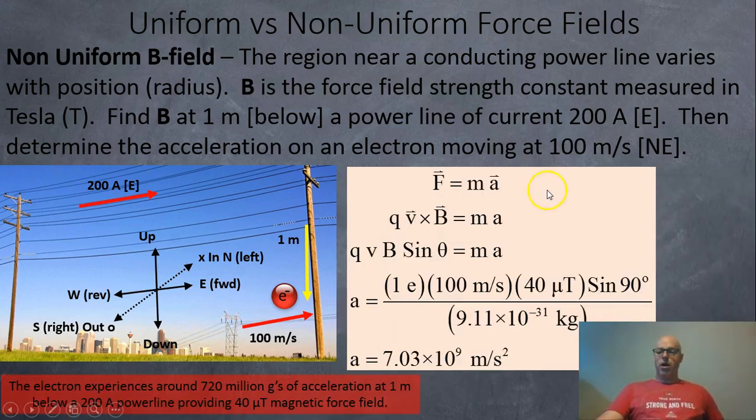So to find the acceleration, use the magnetic force again, QVB sine theta. And so we got one elementary charge, or 1.6 times 10 to the negative 19, the 100 meters per second, the 40 microtesla, or 40 times 10 to the negative 6, sine 90 over the mass of an electron, 9.11 times 10 to the negative 31. And so that electron is going to experience an acceleration of 7.03 times 10 to the 9 meters per second squared, which is quite a bit.